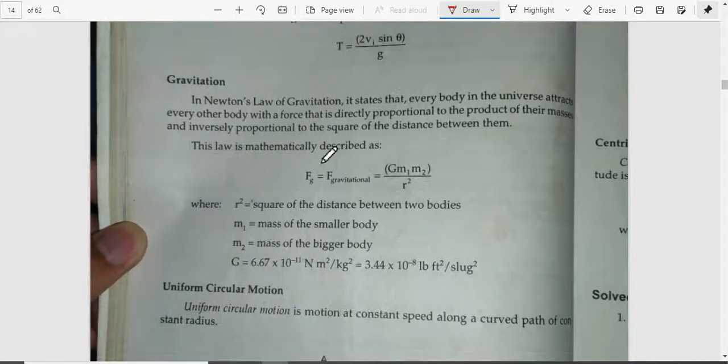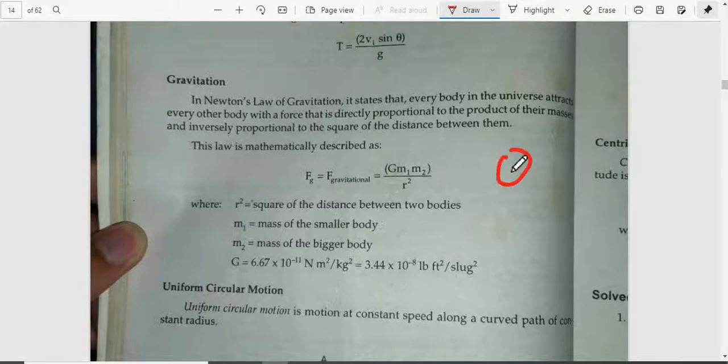Next is gravitation. Newton's law of gravitation states that every body in this universe attracts every other body with a force that is directly proportional to the product of their masses and inversely proportional to the square of the distance between them. This is technically described as Fg, the gravitational force, equal to G m1 m2 over r squared. What are the meanings of the factors? The r squared signifies the square of the distance between the bodies.